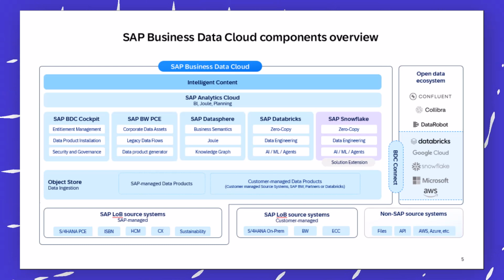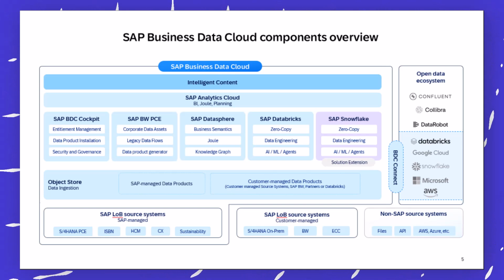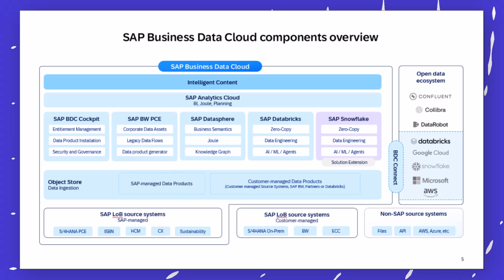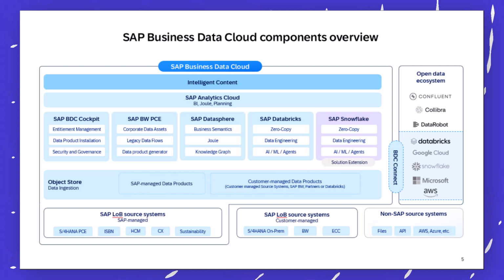Now coming to the upper layer, we have something called the SAP BDC Cockpit. SAP BDC Cockpit is a central administration tool using which you can manage your entire BDC system. The kinds of operations you can do using the BDC Cockpit are: one, activation of data products; two, authorization and governance of your entire BDC system; and the third one is sharing of data products to a partner ecosystem.